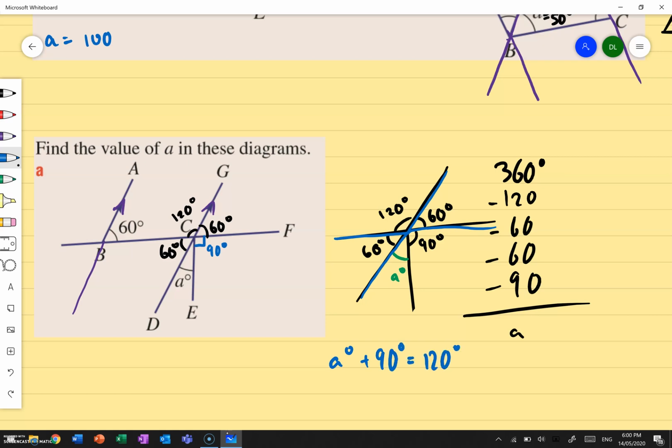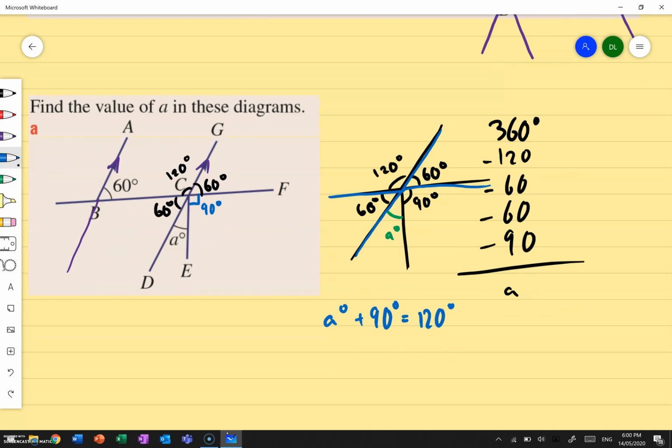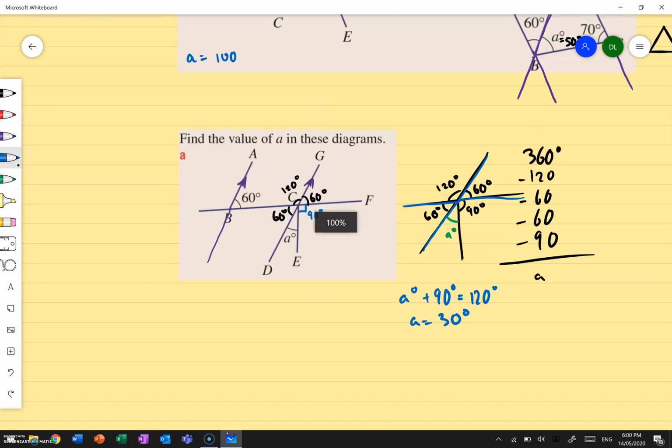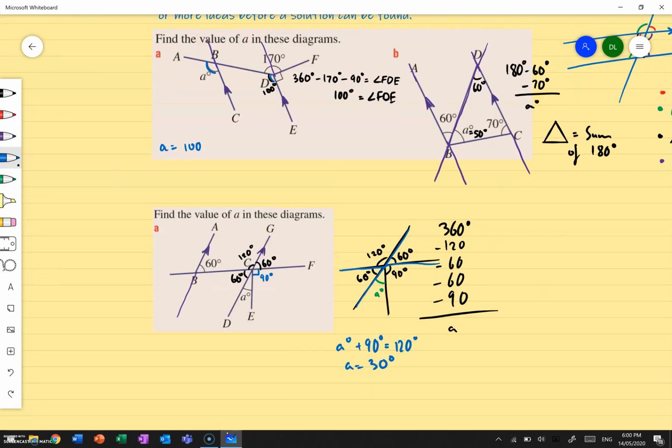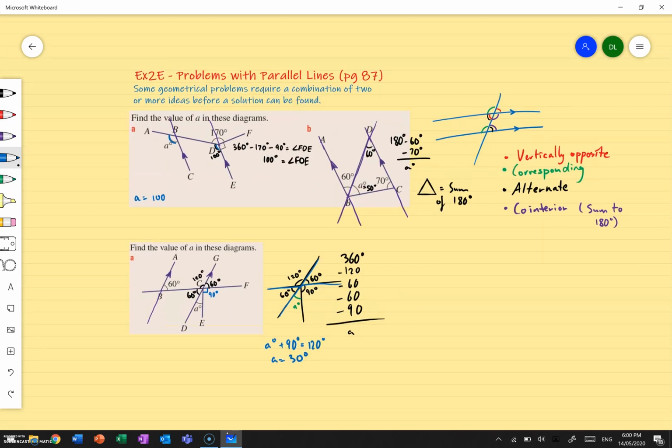Now, what angle does A have to be in order to get 120? What angle do I add to 90 to get 120? 30 degrees. So A equals 30 degrees. Hopefully that makes better sense. It's a couple of steps, and if you don't know where to begin, just start with what you know. Okay? Best of luck.